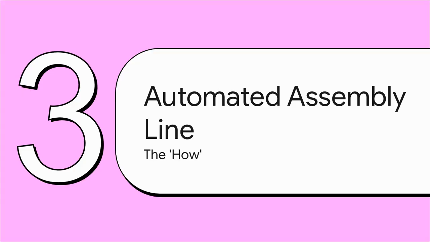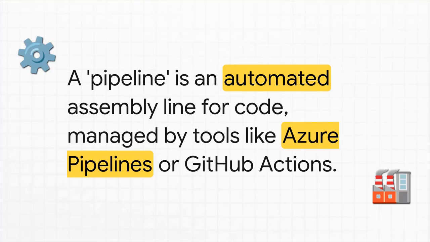So the code is committed. Now what? Well, this is where it gets really cool. Our code gets placed onto what is essentially a fully automated high-tech assembly line. Let's see how that works. This assembly line has a name. It's called a pipeline. And it's run by tools like Azure Pipelines or GitHub Actions. You can think of it as a series of automated quality control stations that our little piece of code has to pass through one by one to prove it's ready for the real world.